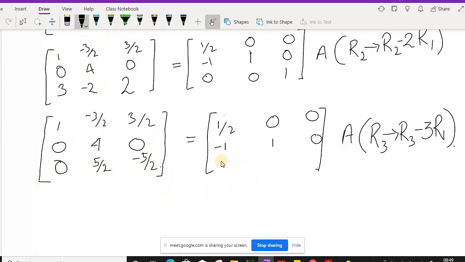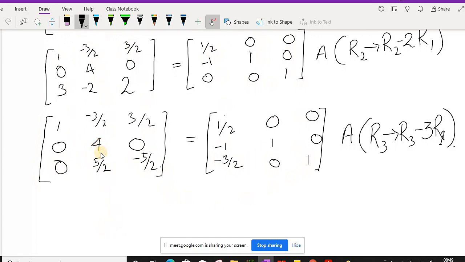Okay, that's it. Now you have to change here also. R3 changes to R3 minus 3 R1. This is R1. So this will be 0 minus 3 by 2, so minus 3 by 2. 0 plus 0 is 0. 1 plus 0 is 1. Okay, that's it.